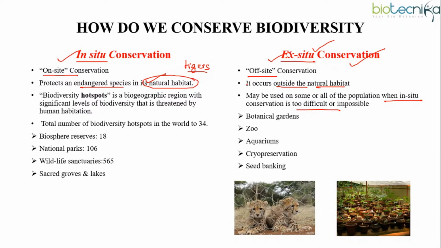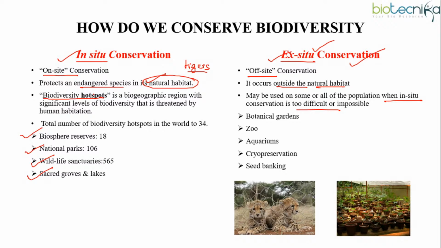So here you can see the examples of both in situ and ex situ conservation. In situ conservation involves biosphere reserves, national parks, wildlife sanctuaries, sacred groves and lakes. Now, one more point I would like to tell you here. I told you that in situ, we can preserve the whole ecosystem, right? But definitely it's not easy. It's very unrealistic. Many nations find it unrealistic and economically not feasible to conserve all the biological wealth.